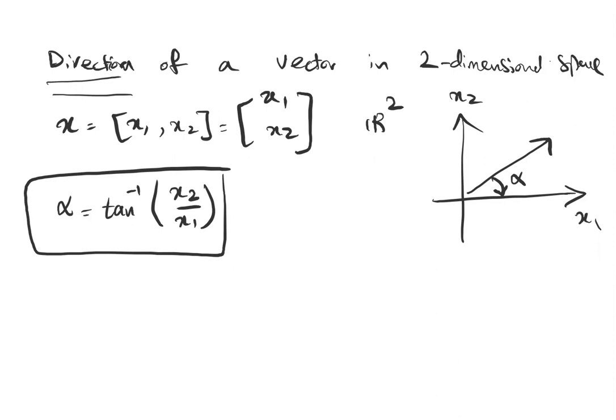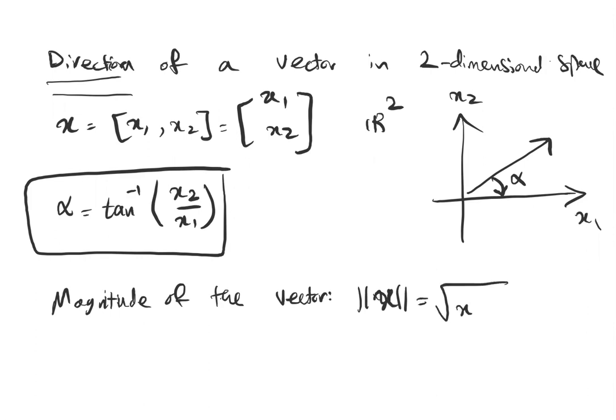How about the magnitude of this vector? The magnitude is similar to the Euclidean norm. So for the magnitude of the vector, we have the norm of vector x, which is equal to the square root of x sub 1 squared plus x2 squared.